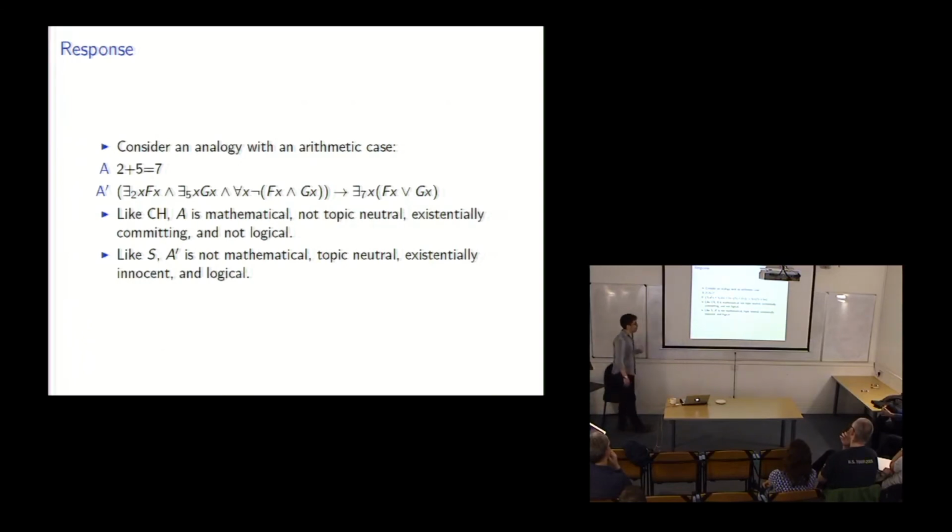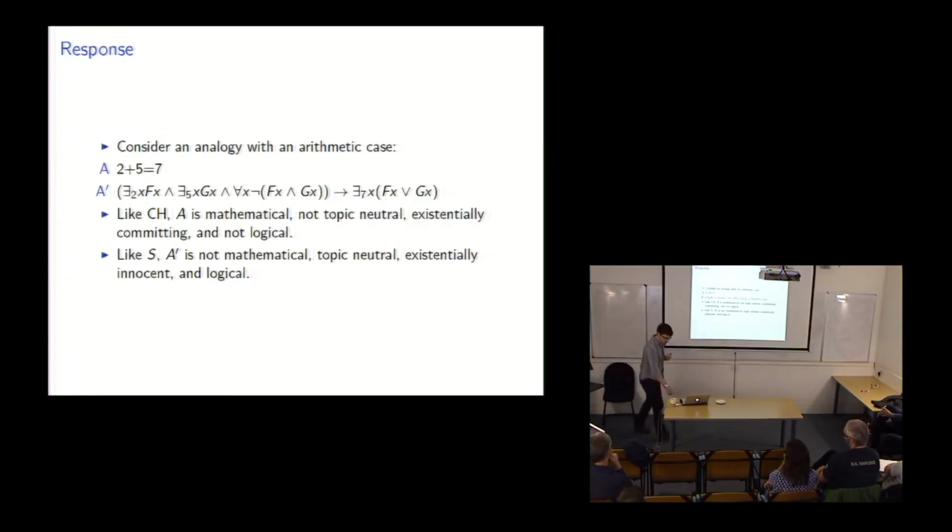Like S, our previous logical claim, A prime there looks like it's not mathematical. That's expressed just in the language of first order logic. It appears to be topic neutral. All of the expressions there pass the isomorphism invariance test, and it looks like you really could be reasoning about anything there when you're deploying something like A prime. It's existentially innocent. Again, it's just the overall shape of things are conditional. There's no existential implications of that, and so we claim logical.